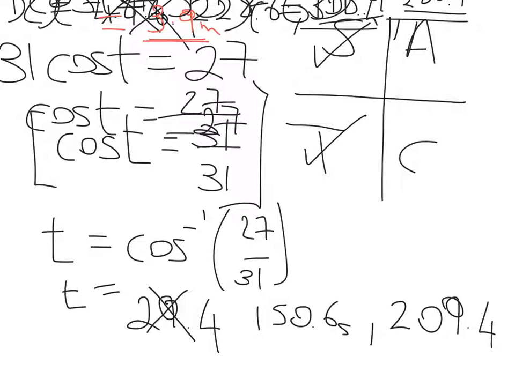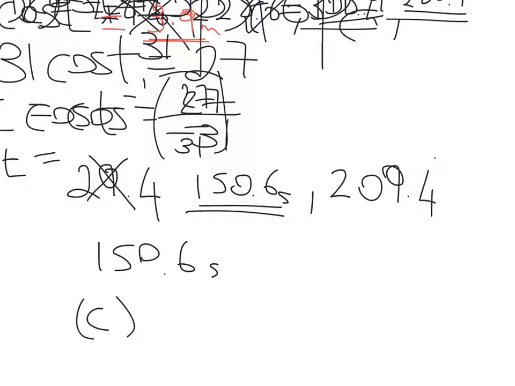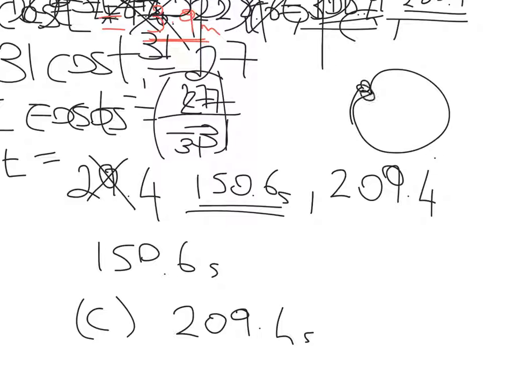Now the question says, when did she first reach a height of 60 metres? So that's clearly going to be 150.6 seconds. Question C was, when will she next reach a height of 60 metres? Well, that's our second result, 209.4 seconds. So what that means is, in the Ferris wheel, she travels up, reaches a height of 60, keeps going up, and then comes back down and reaches a height of 60 on the way down as well.